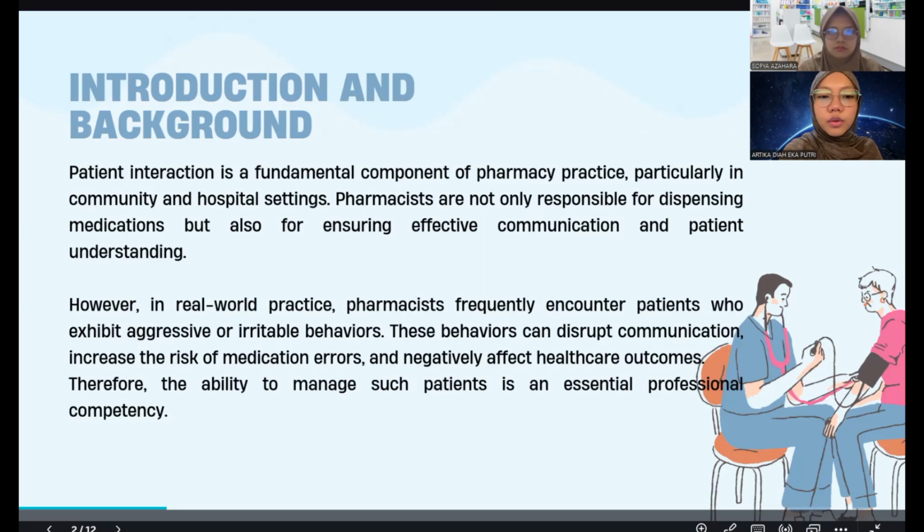However, in real world practice, pharmacists frequently encounter patients who exhibit aggressive or irritable behaviors. These behaviors can disturb communication, increase the risk of medication errors, and negatively affect healthcare outcomes. Therefore, the ability to manage such patients is an essential professional competency.